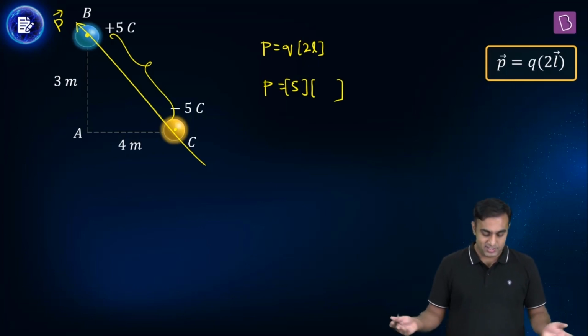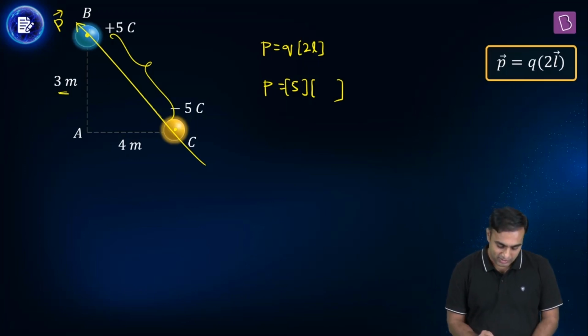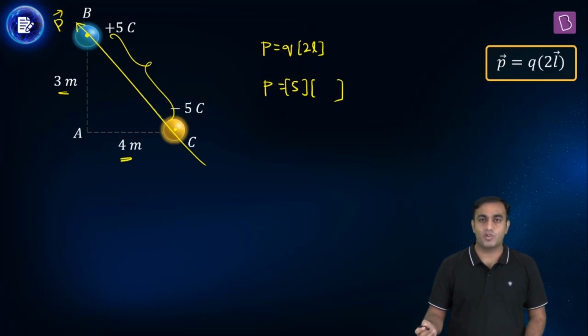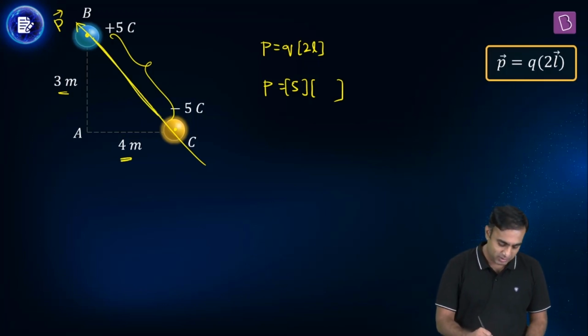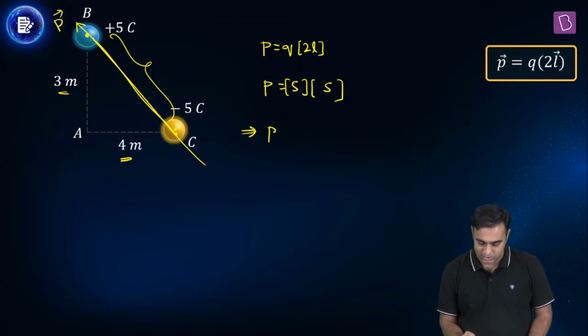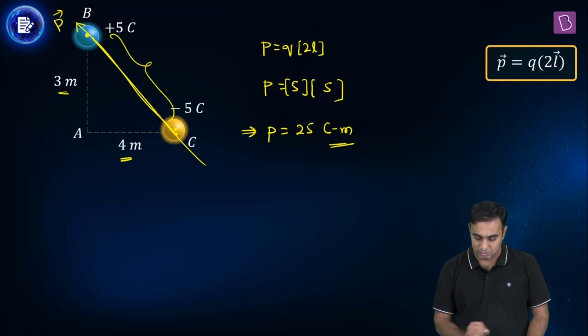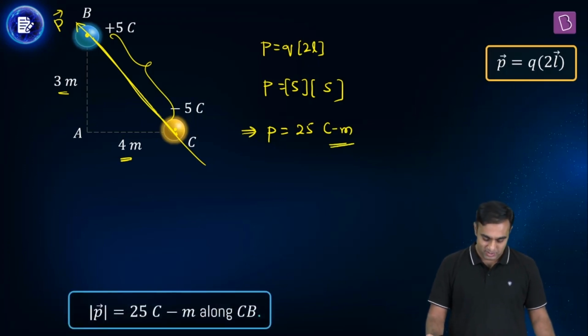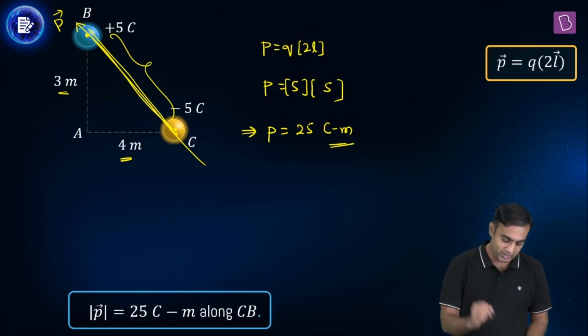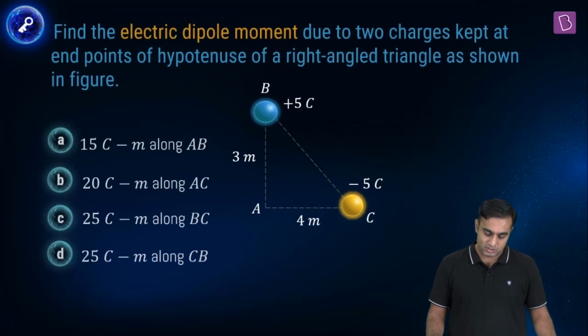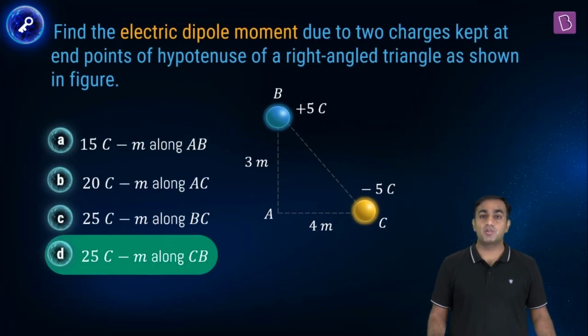Well, this is a right angle triangle and we are looking at the hypotenuse. These two sides are 3 meter and 4 meter respectively. Obviously, this hypotenuse has to be in length 5 meter. So, the final electric dipole moment vector in magnitude turns out to be 25 coulomb meter. This is your final answer. And we already know the direction. It's along CB. Now, let's look at the options. The correct one happens to be D.